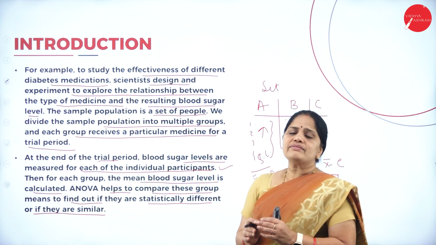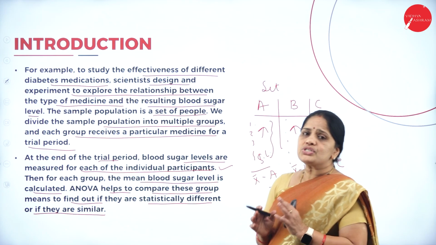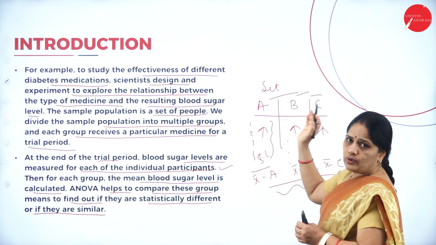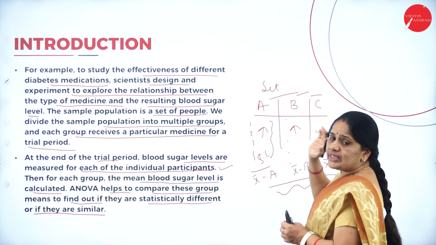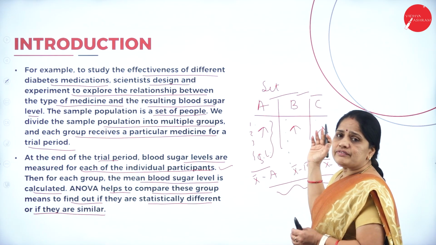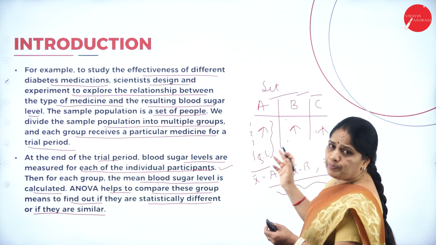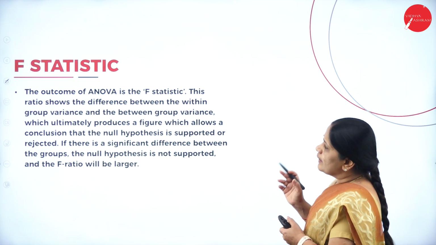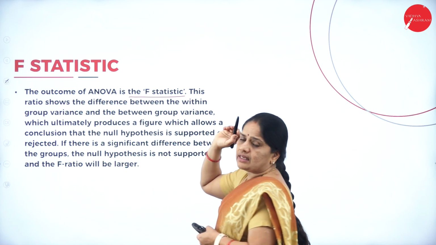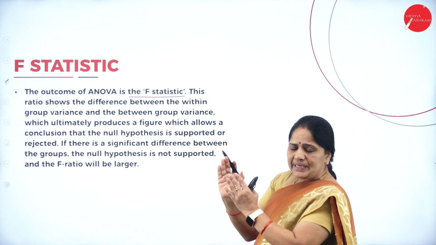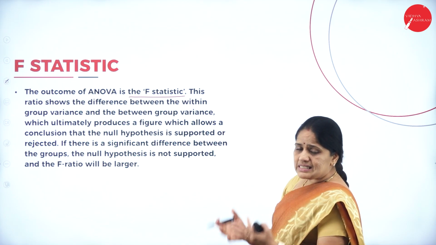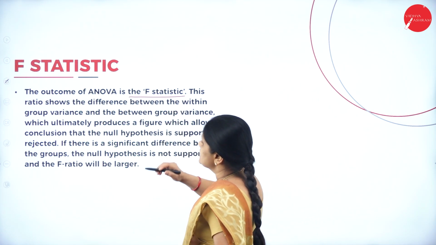So, in other words, this ANOVA will help us understand the difference between the means of the various groups and also the comparison between the means of the various groups, and it will tell us the statistical difference between the means of each group of the patients given. Then the outcome of ANOVA is the F statistic. So when we compare the means of the various groups, we get the result. That result of ANOVA is the F statistic.